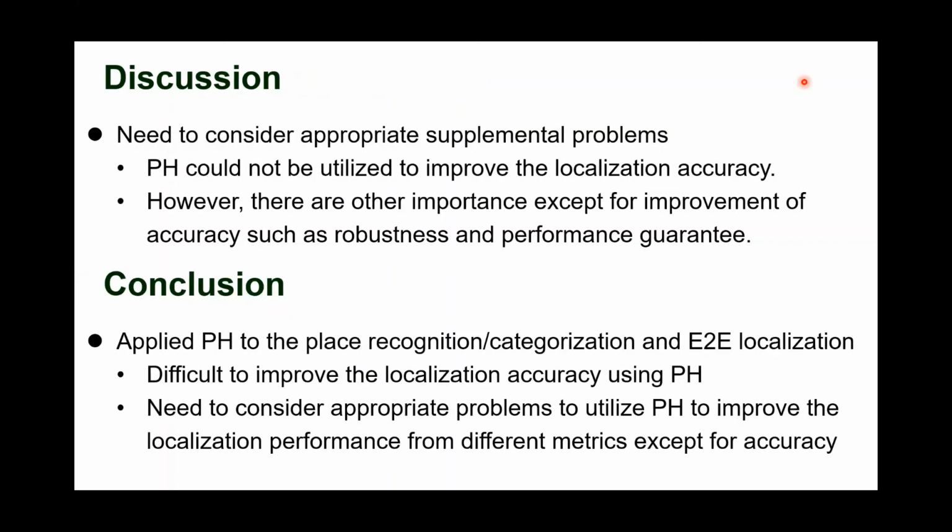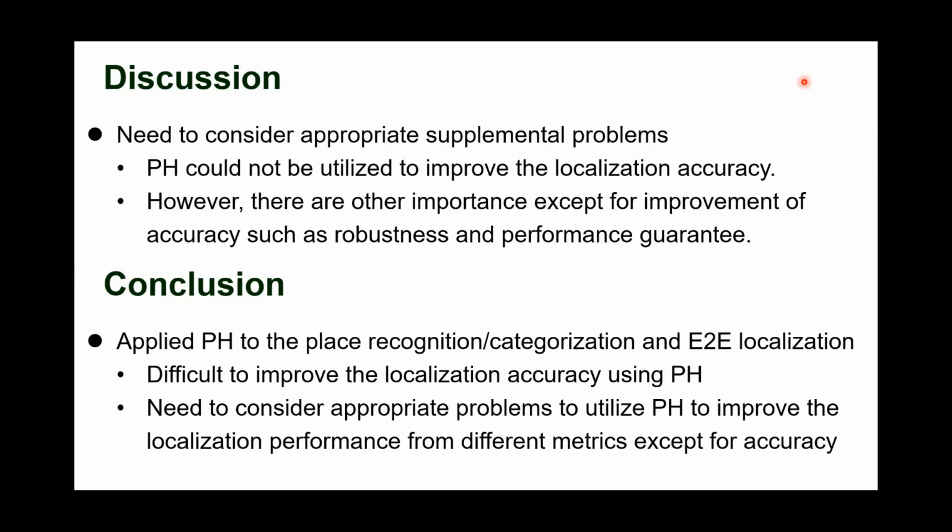However, we believe the persistent homology could improve localization performance since there are other important metrics to evaluate localization. For example, guaranteeing stability is quite important. We believe the persistent homology could contribute to realize the performance guarantee since it enables us to abstract global structure of point clouds. To utilize the persistent homology in localization, we need to find appropriate supplemental problems. In the future, we would like to find such a problem and solve it with the persistent homology.